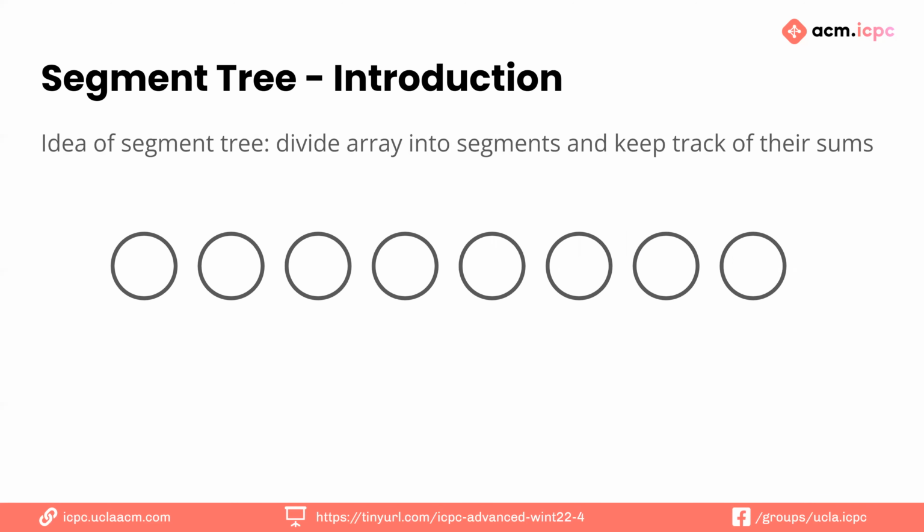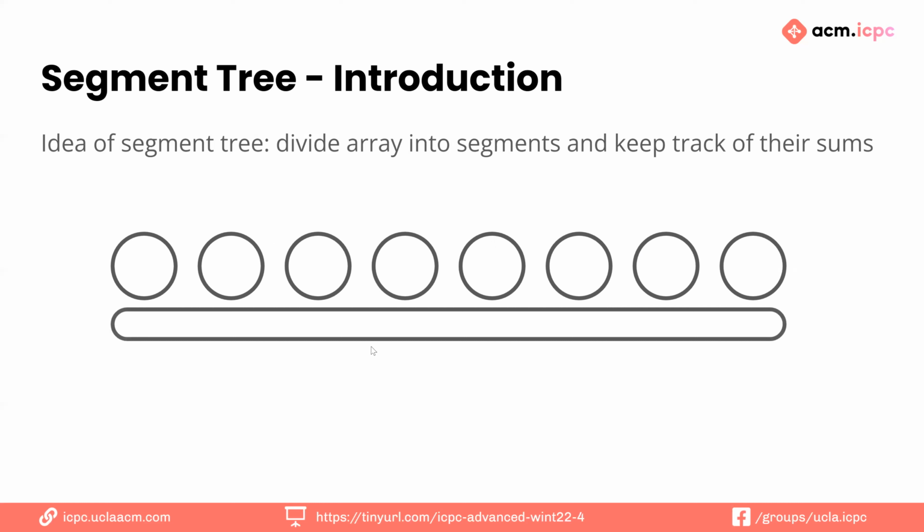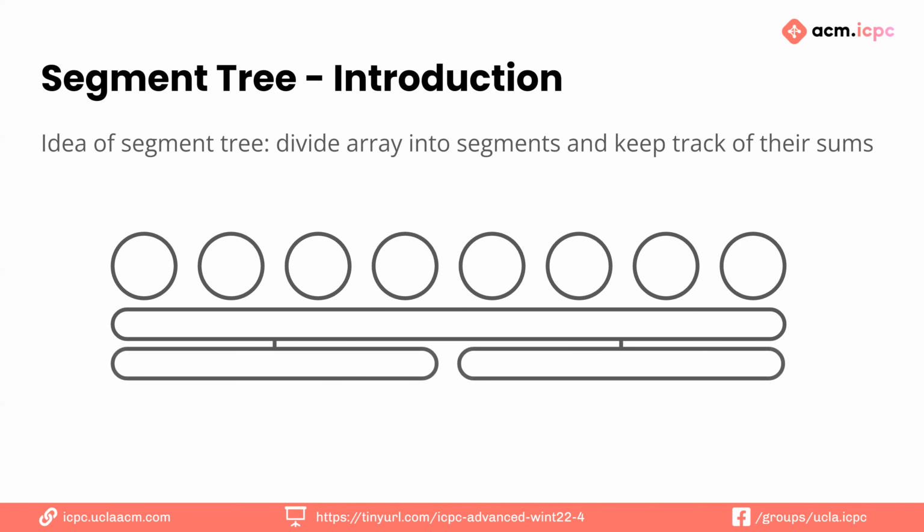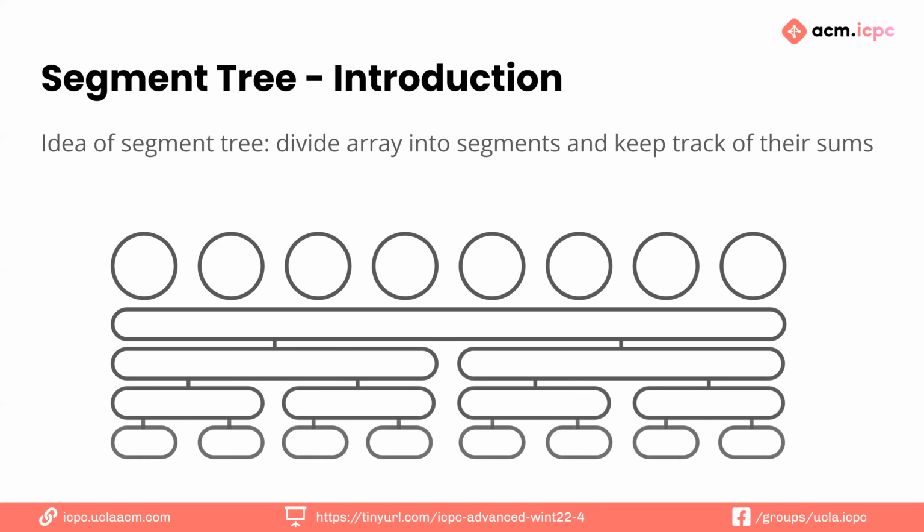Okay, so how does a segment tree combine both of those ideas to make both operations efficient? The idea is to divide arrays into segments and keep track of the sums of the segments, kind of like the prefix sum. Here we have circles representing an array of 8 elements. For the segment tree, the whole array is a segment. Then each segment is divided into its left half and right half as the children of the larger segment, so it's represented by a tree. And you keep dividing until you get segments that represent an individual element in the array.